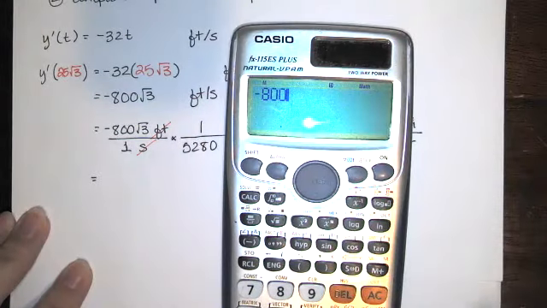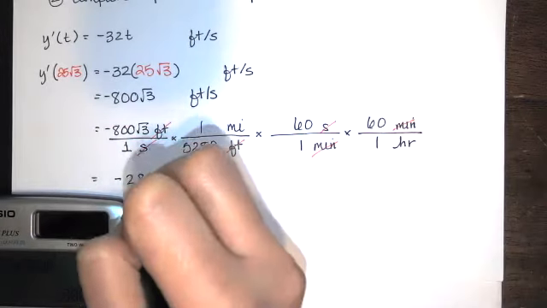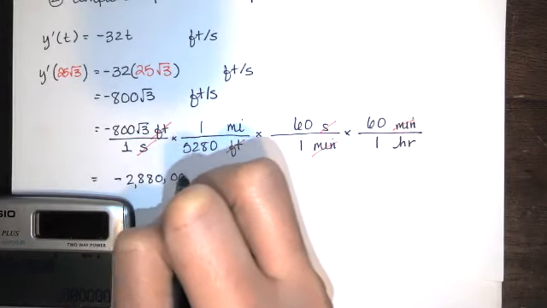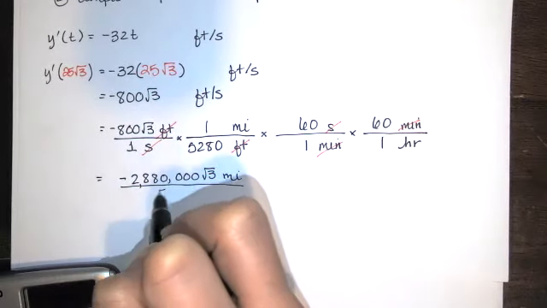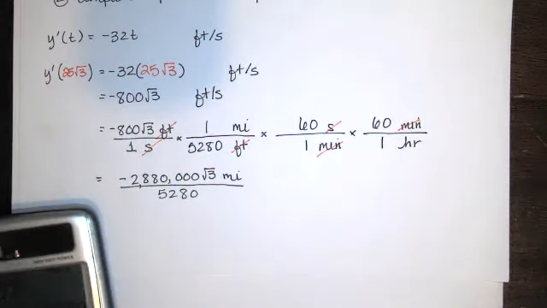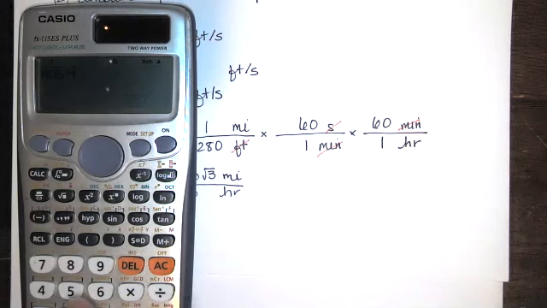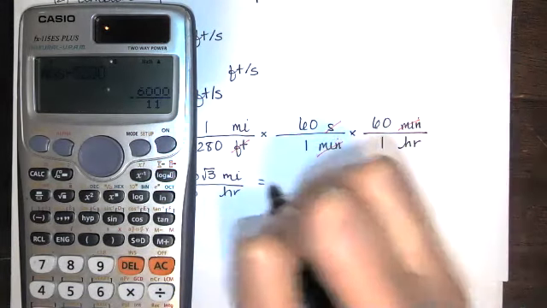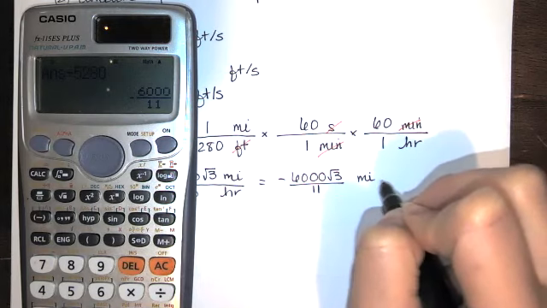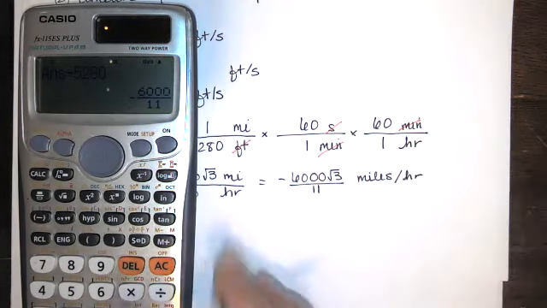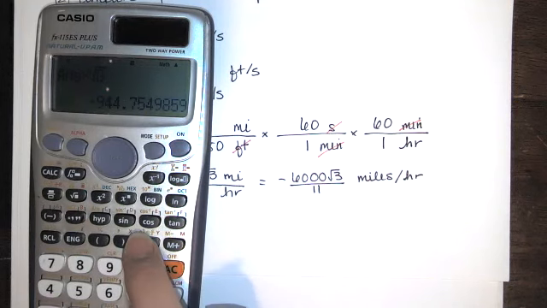I think I'll just do the negative 800 times 3,600. So negative 2,880,000 times square root of 3 miles, all divided by 5,280. Let's see if that simplifies. And that's a number of hours. And so we end up with negative 6,000 square roots of 3 over 11 miles per hour. I was just simplifying that, and I had to tack on that square root of 3. You want to multiply by the square root of 3 to get a decimal approximation.